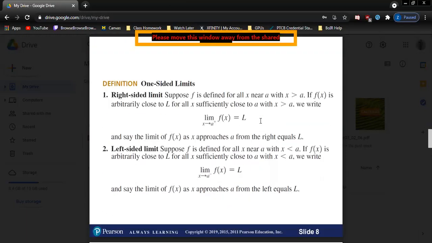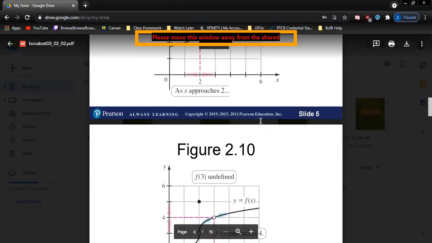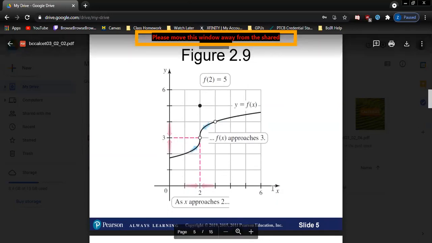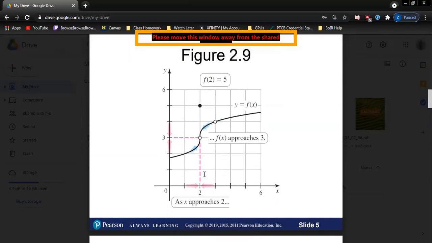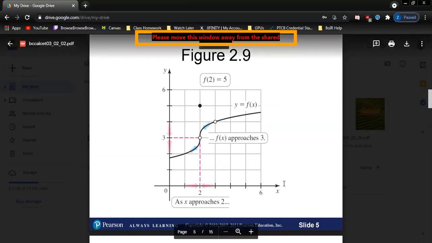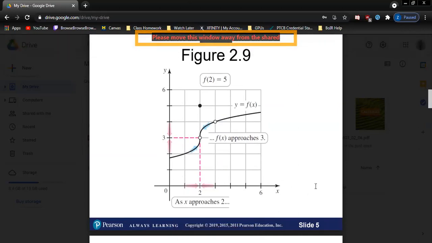So that means we don't need all these values. We actually need the values near 2, although it will be the same result, even if we start from positive infinity or positive 6 or positive 5. It will be exactly the same. But since we have a hole, we can get rid of it by starting from here, and then slowly go towards 2.